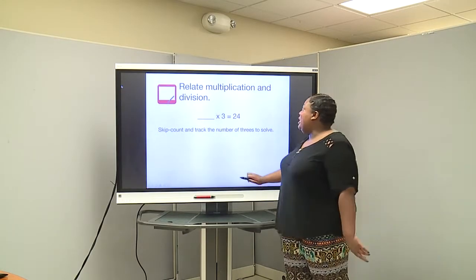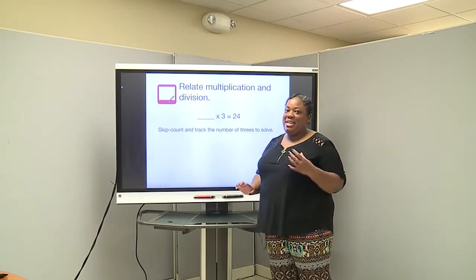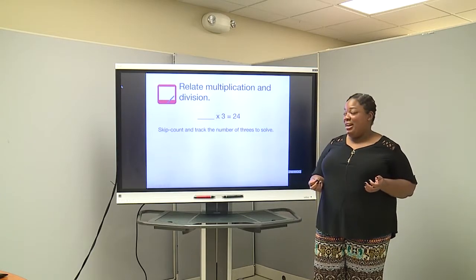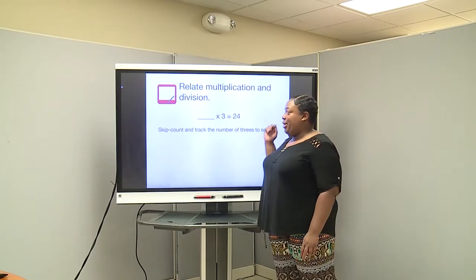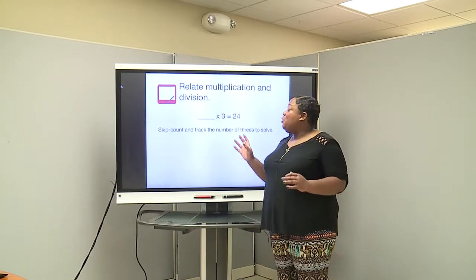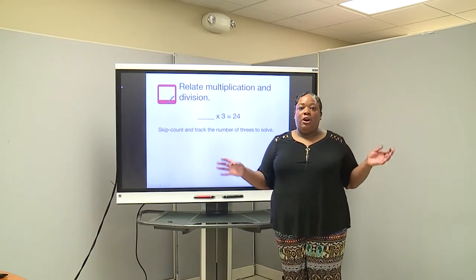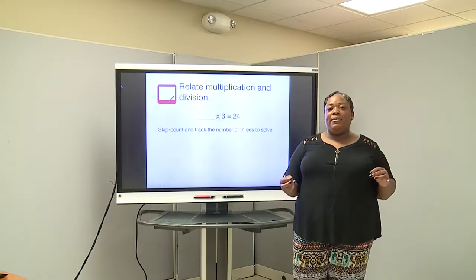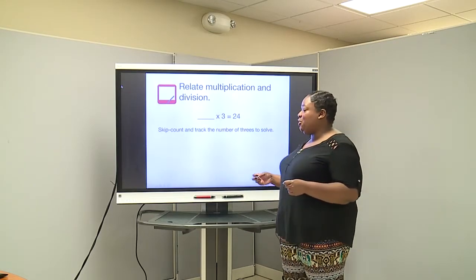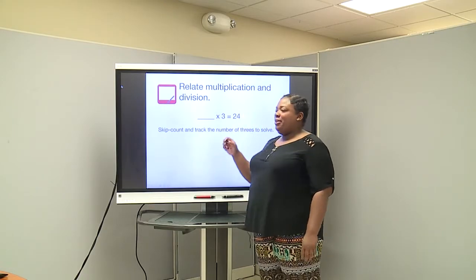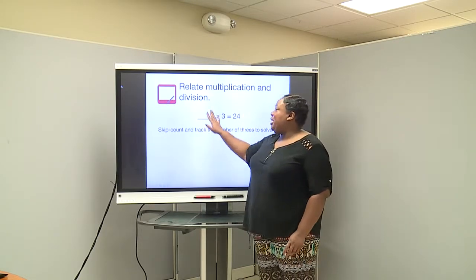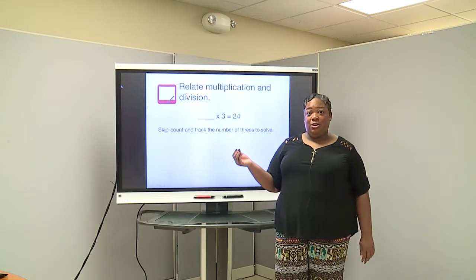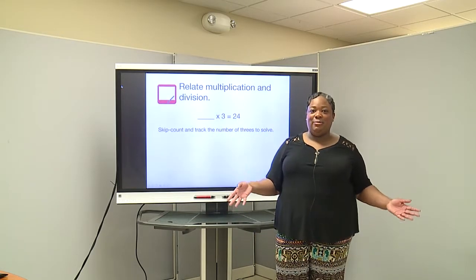All right, let's skip count to find the missing factor, all right? And this will be one of the last things that we do. So we have blank times 3 equals 24. So when you start doing your sprints in 3rd grade, you have to be very careful because sometimes you'll be looking for the answer and sometimes you'll be looking for a missing factor. Now, a lot of my students get confused and this is how I teach them how to do it, okay? So I'm going to show you this and this will be the end.